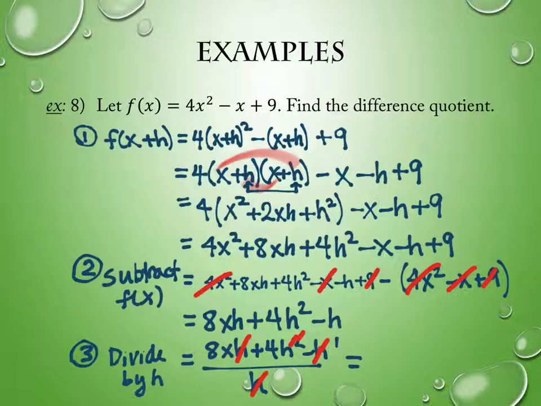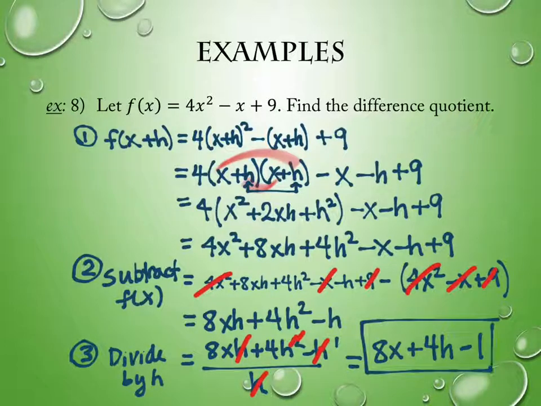And when I compare all the pieces of what I've left, I have 8x plus 4h minus 1. That's the difference quotient.